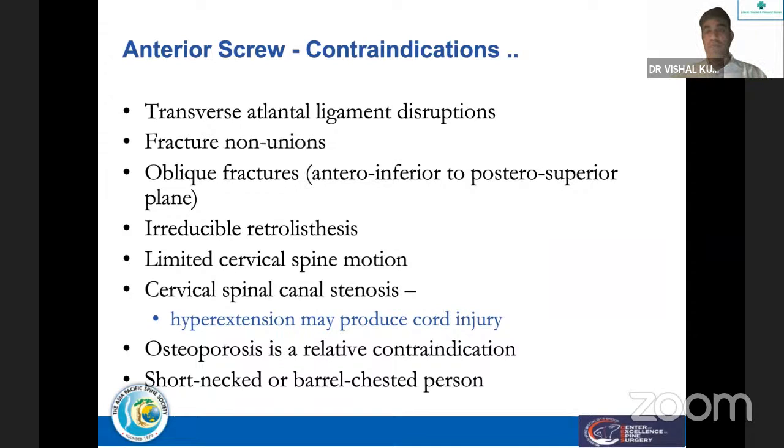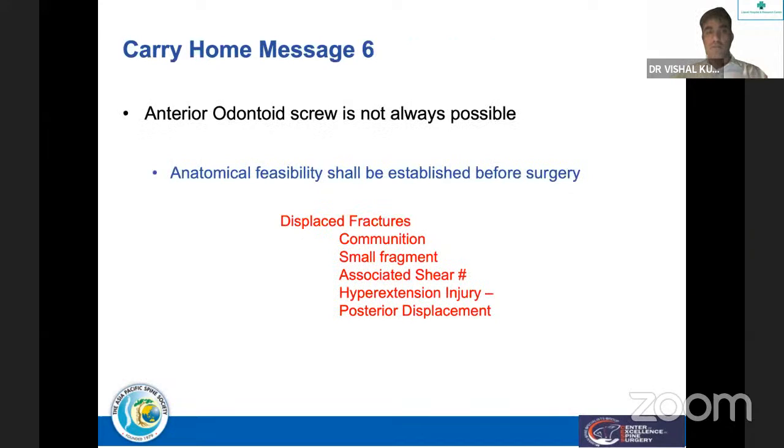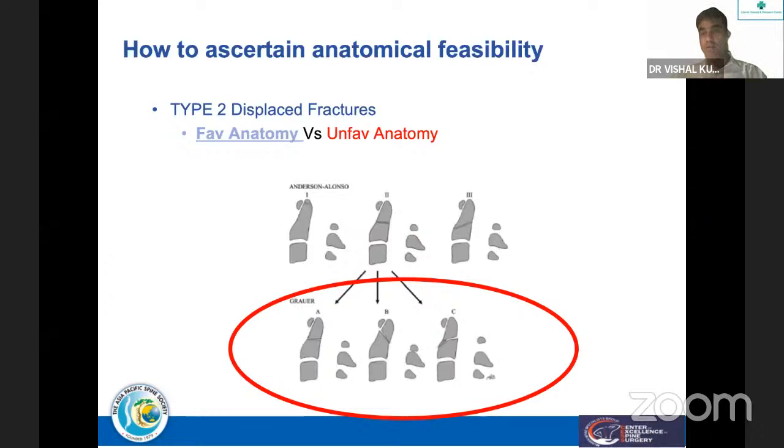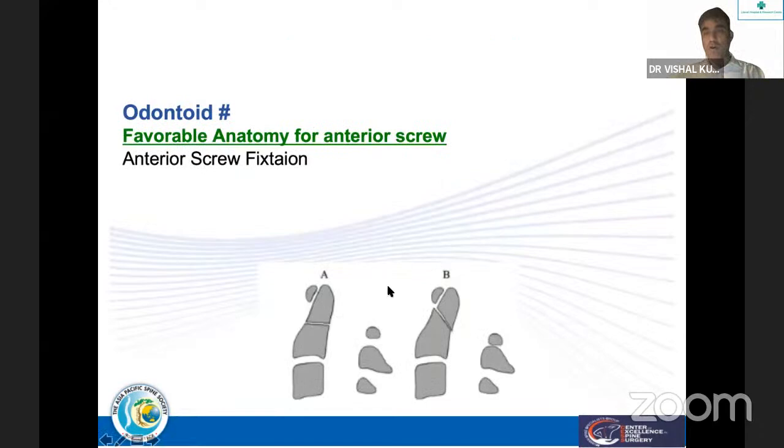And now I, for the first time, propose a term called favorable anatomy versus unfavorable anatomy, based on the feasibility and possibility of anterior surgery versus posterior surgery. Favorable anatomy is where the fracture line is either transverse or oblique, where lag screw principle compression can be obtained. So these are the only two types of fracture morphologies where anterior surgery will work. Other than this, all other kinds of fractures are unfavorable anatomies.